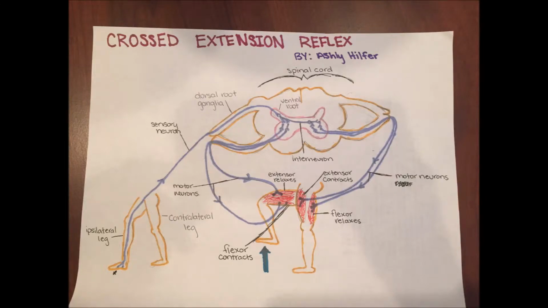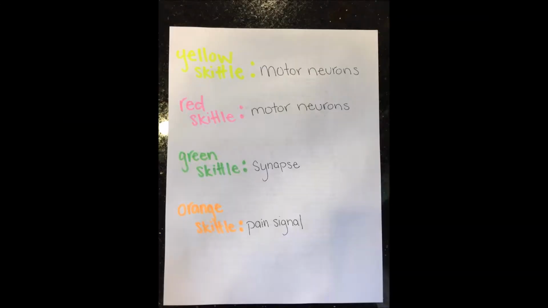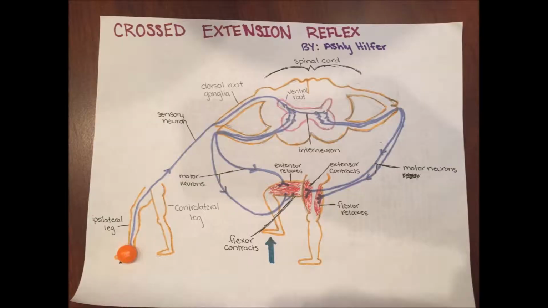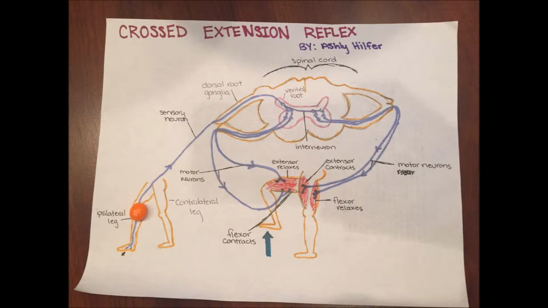For this illustration of cross-extension reflex, the stimulus that is used is a tack. When she steps on the tack, you immediately see her leg flinch away from the painful stimuli. First, a signal is sent up the ipsilateral leg.